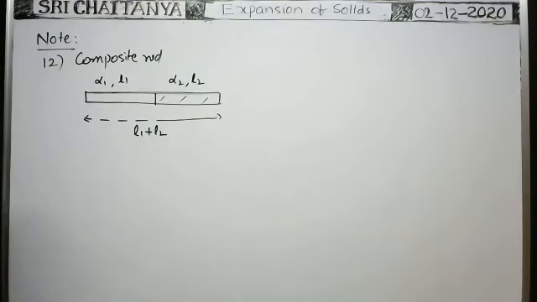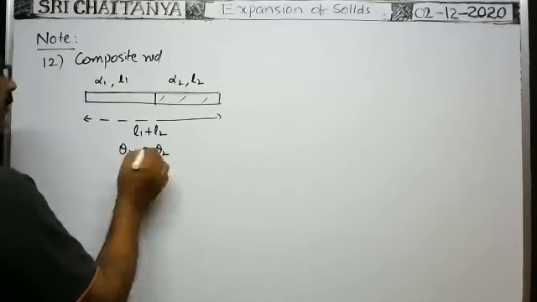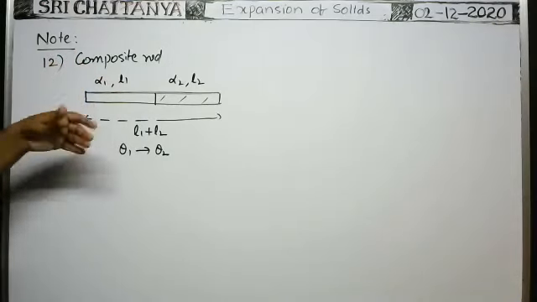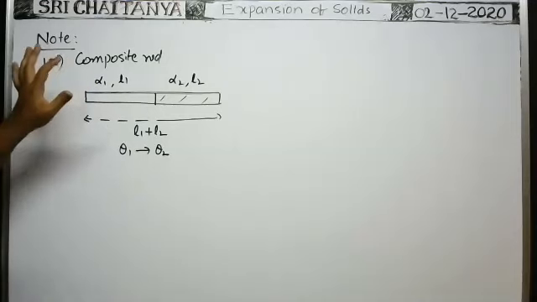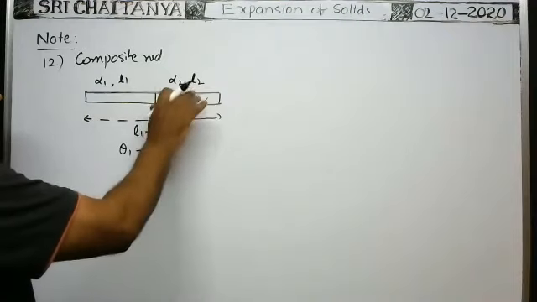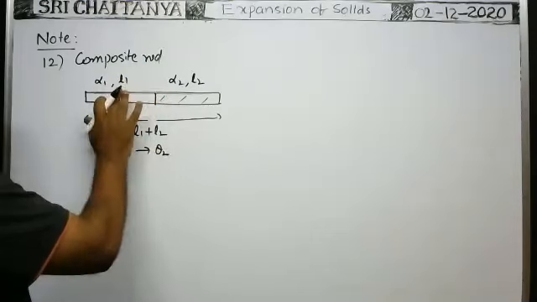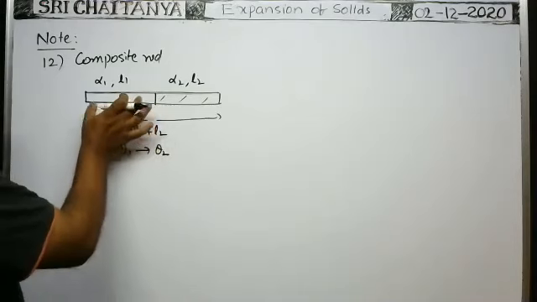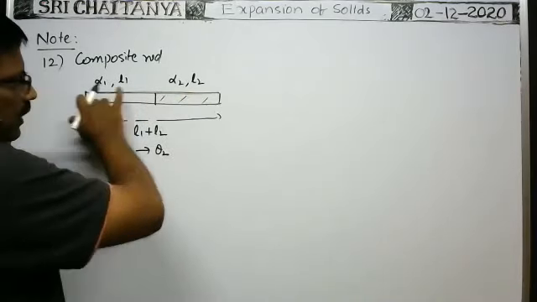At a certain temperature, the temperature is increased from theta 1 to theta 2, or T1 to T2. You can write either T1 to T2 or theta 1 to theta 2. The rod is kept on a smooth horizontal floor. When the temperature is increased from theta 1 to theta 2, expansion takes place in the rod. That's why this composite rod will expand.